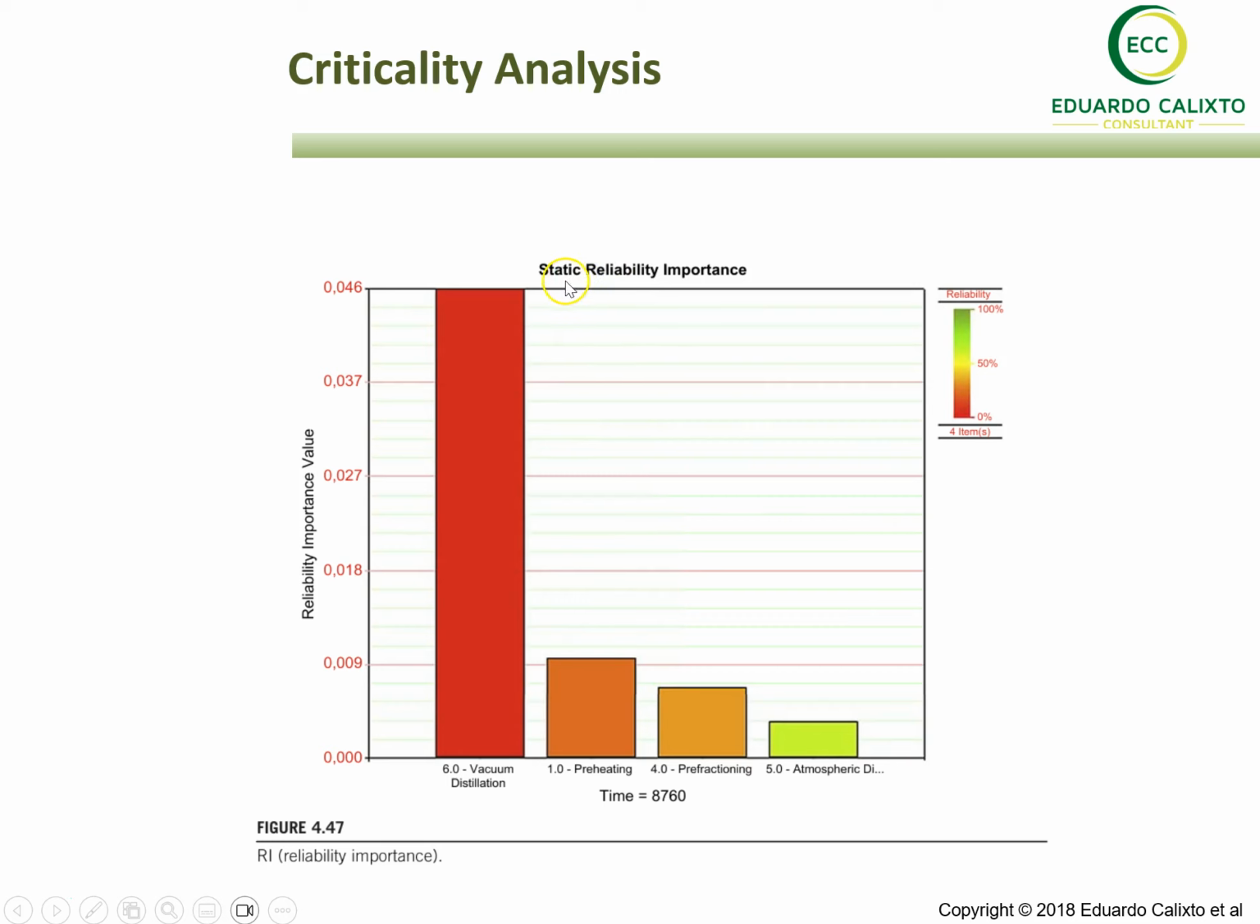By looking at reliability, here we have the graph that shows static reliability importance in 1 year. We can see the vacuum distillation system is the critical one, and when you look at the vacuum distillation system, it is the furnace and the vacuum distillation tower. There are 2 equipment that I need to improve. It's a very interesting graph, because the red color is the one with the lower reliability, and the one that I need to focus on to improve. Meaning, if I improve 1% in the system, I will be improving 4.6% of my system.